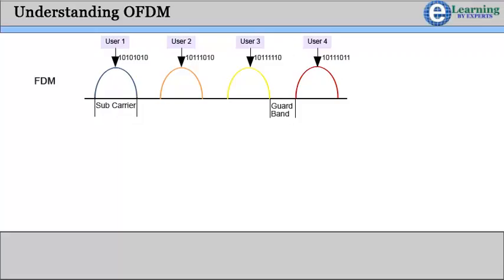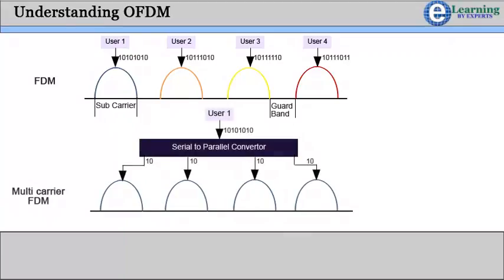With carrier multiplexing, a user can split the data into multiple subcarriers and transmit them in parallel. In multi-carrier FDM, the user data is converted from serial to parallel. Then the parallel data streams are sent over multiple subcarriers. A higher data rate can be achieved by using multi-carrier multiplexing.